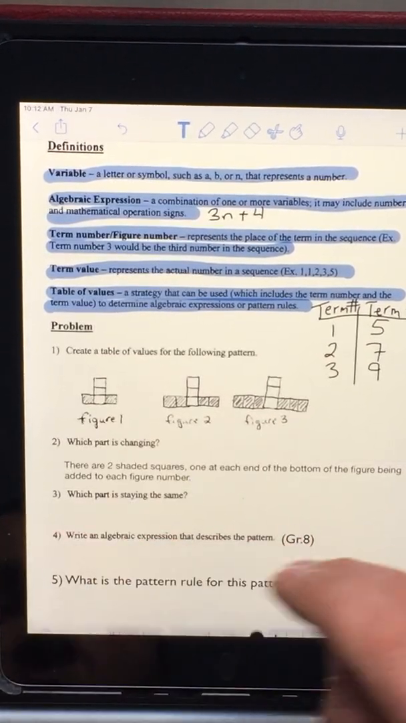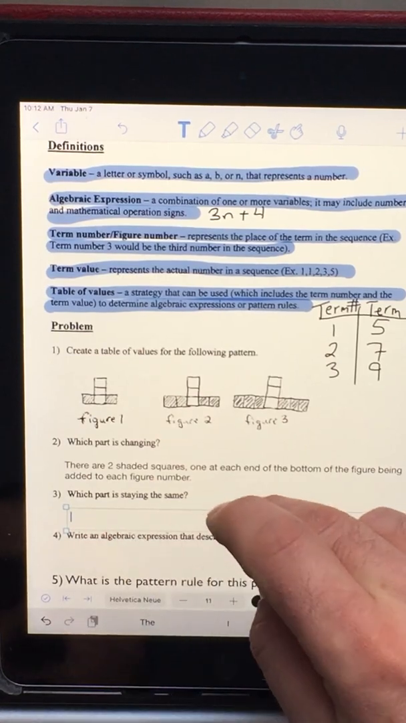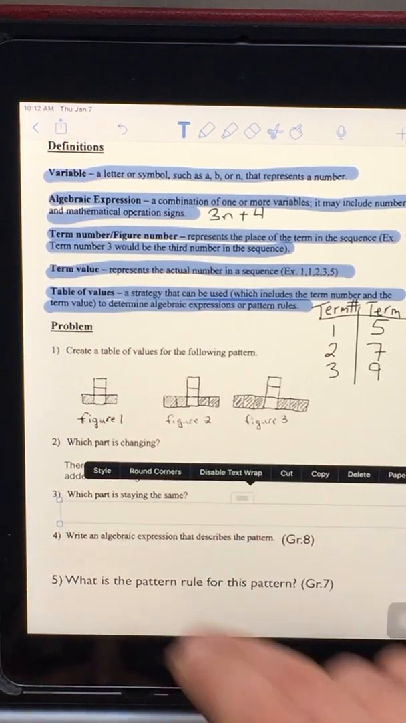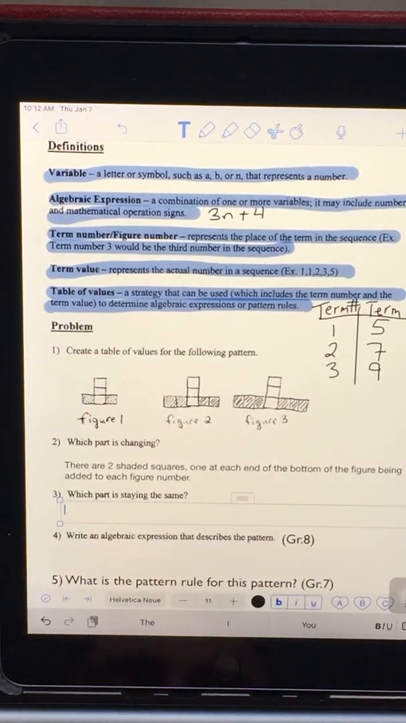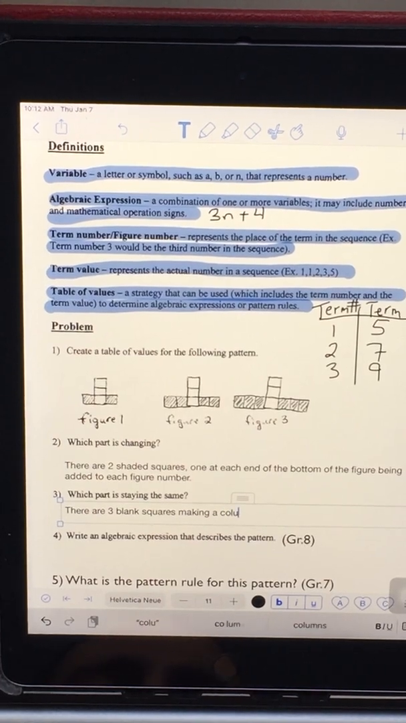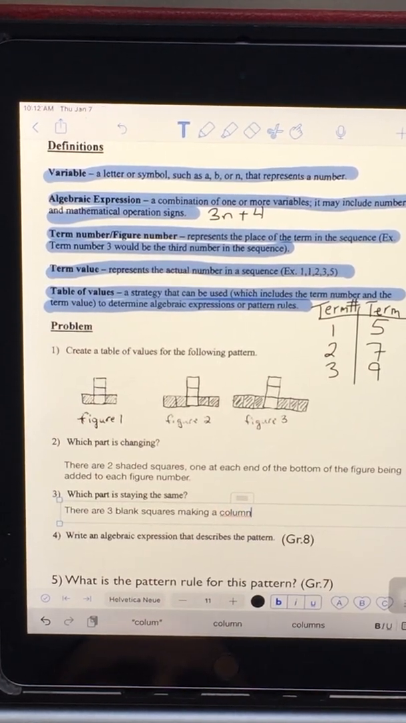Okay, and then it says what part is staying the same. So I'll write in there are 3 that are staying the same. So there are 3 blank squares making a column in the middle of each figure.